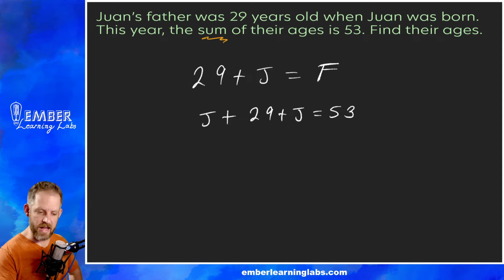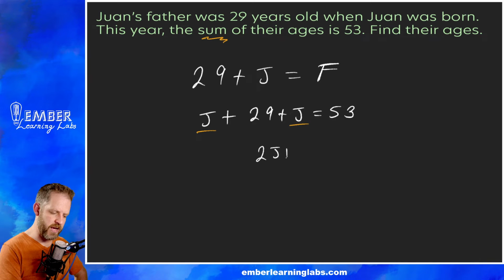Now, we've got that cleanup phase, right? We've got to clean up these J's. J plus J is 2J. So we've got 2J plus 29 equals 53. So we've got to subtract 29 from both sides.